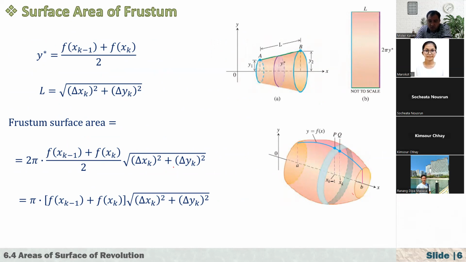And the length of the curve is approximately equal to the square root of delta xk squared plus delta yk squared. That's the approximation. The frustum surface area is approximately equal to this. So now if you make some adjustment, I will get this formula.